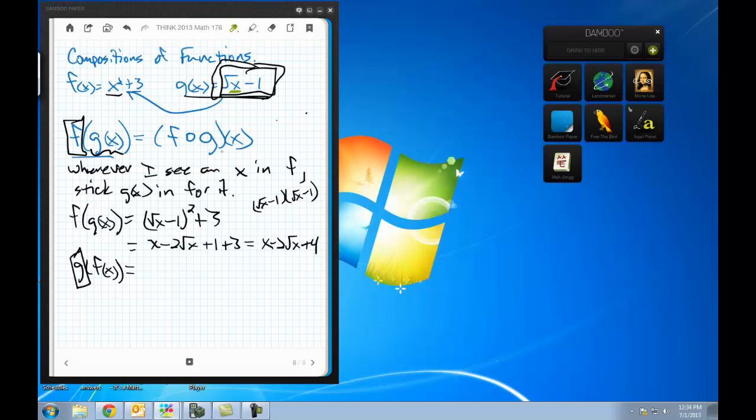All right, so there it is. There's an x in g. Here's f of x right here. So I'm simply going to say, okay, wherever I see an x, stick in an f of x. So I'm going to have the square root of x squared plus 3. See what I did there?